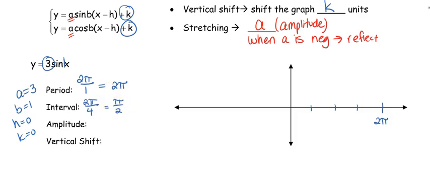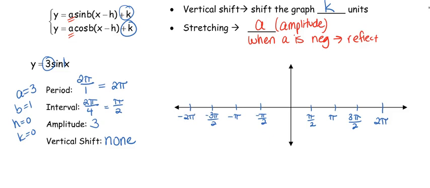The amplitude is your A value, and the vertical shift is how much you're moving up and down. That's the K. So we don't have a K value, so there's not going to be a vertical shift. Now I'm going to go ahead and set this up. We have our X values set up. We're going to go the same in the other direction. So a negative pi over 2, a negative pi, a negative 3 pi over 2, and a negative 2 pi.